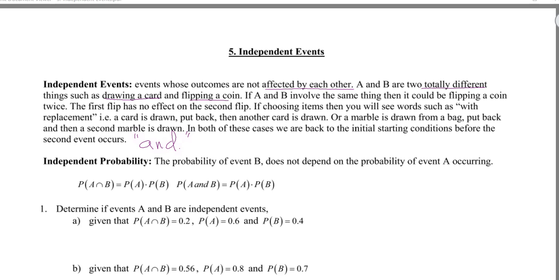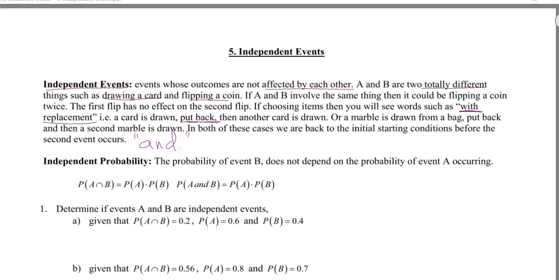If you are doing the same thing, okay, like flipping a coin twice, then the first flip has no effect on the second flip. If you're choosing items, then you will see the words with replacement or put back. Okay, so a card is drawn, put back, then another card is drawn. In dependent events, a card is drawn, and then without putting it back, without replacement, another card is drawn. Independent events, another card is drawn after it's put back.